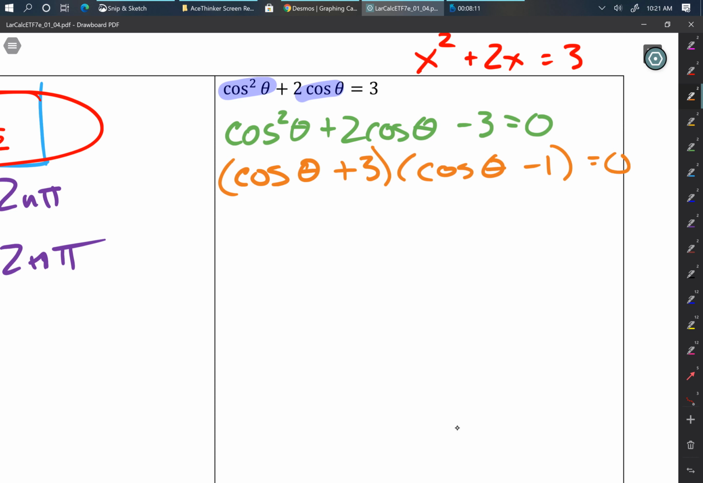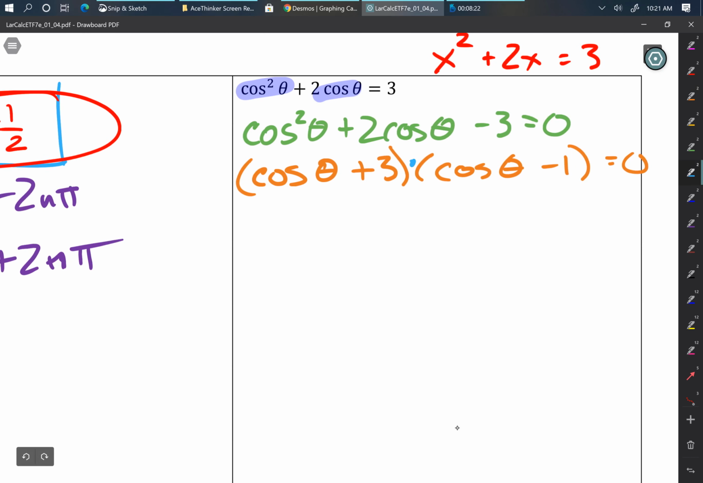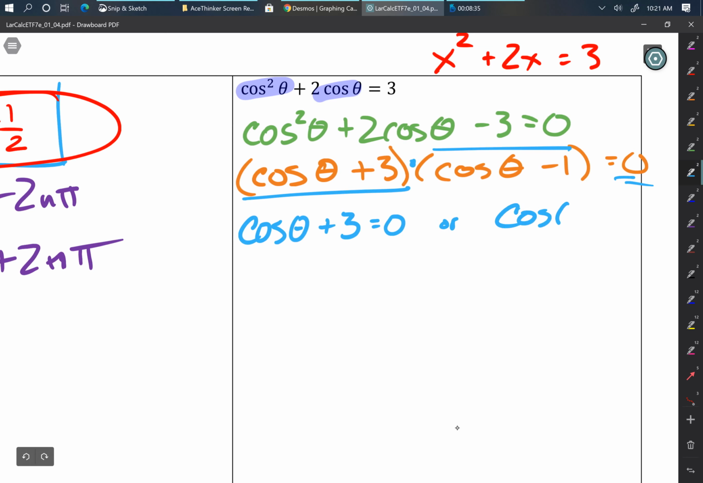Let's see, first gives me cosine squared, outer gives me negative cosine, inner gives me positive 3, which gives me my positive 2 when I add them together, and last times last gives me my negative 3. Yeah, that factors nicely. Now I'm going to make use of that zero product principle because I have two things being multiplied together and the answer is 0. So that means either the cosine of theta plus 3 is equal to 0, or that the cosine of theta minus 1 is equal to 0. I'll start on the left. If the cosine of theta plus 3 is equal to 0, that means the cosine is equal to negative 3. And that tells me this.